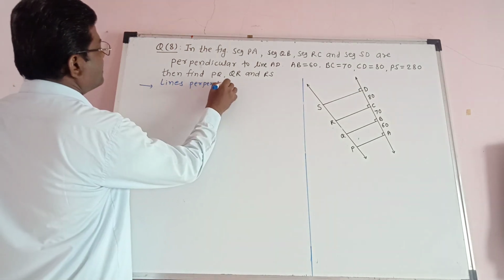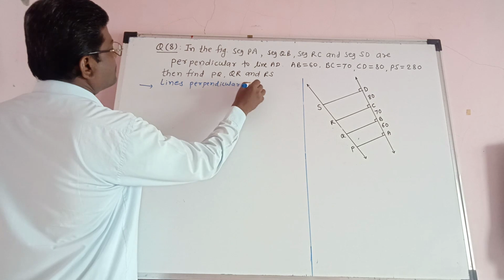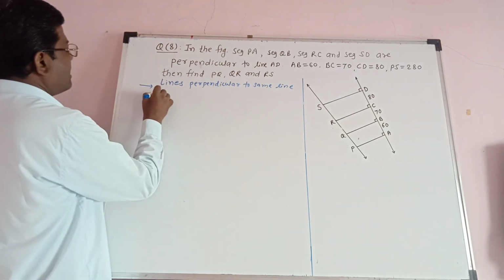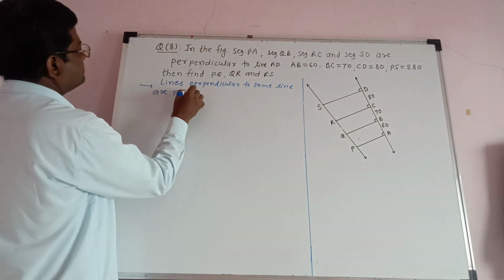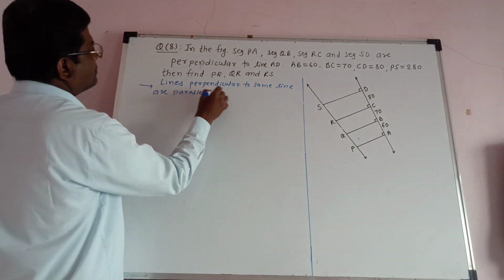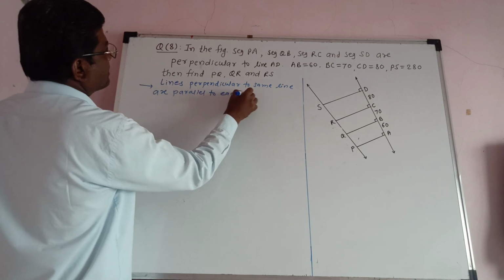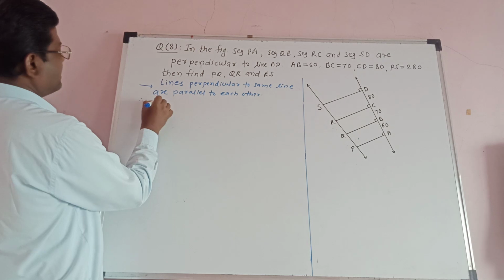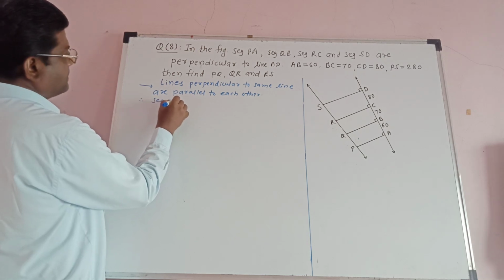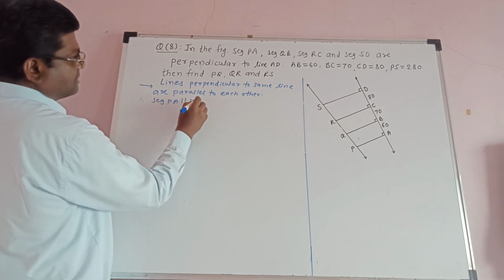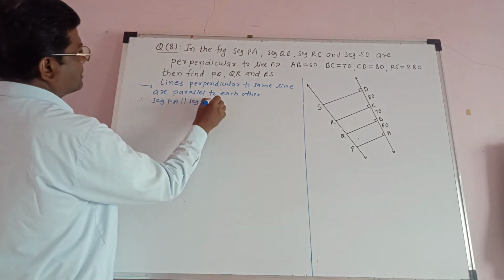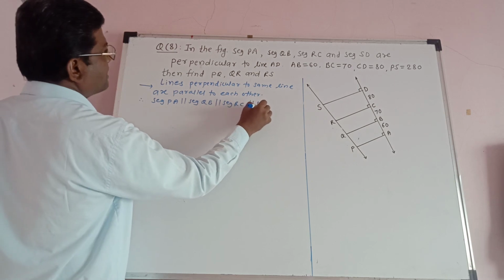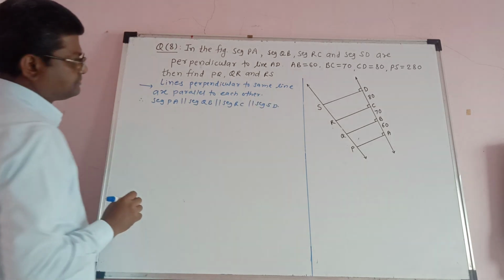Lines perpendicular to the same line are parallel to each other. Therefore, segment PA is parallel to segment QB, which is parallel to segment RC, which is parallel to segment SD.